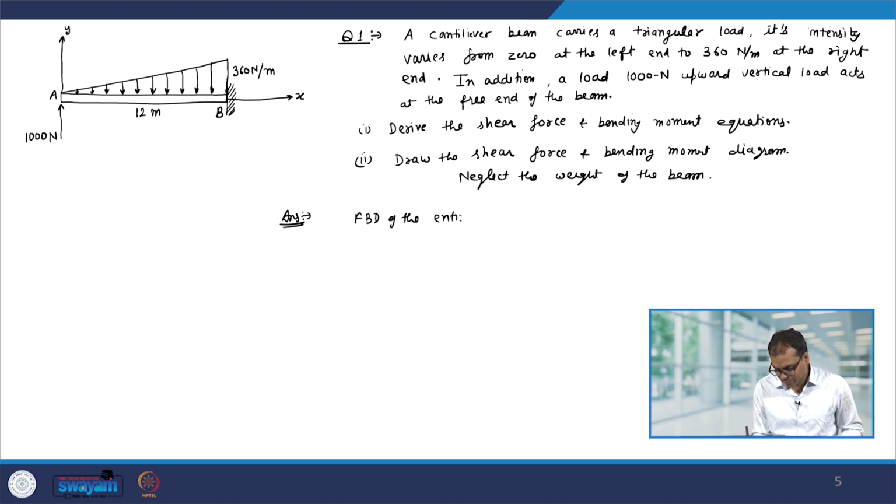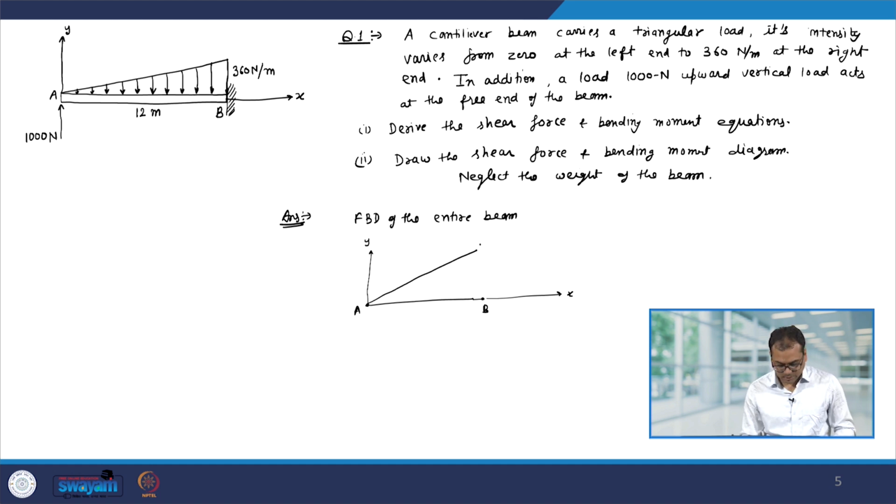Let us look at the free body diagram of the entire beam. Okay. So, we have point A, point B, this is our x axis, this one is y axis, and the loading is like this. Here we have an external force of 1000 Newton. Let us put reaction force By over here and bending moment Mb.